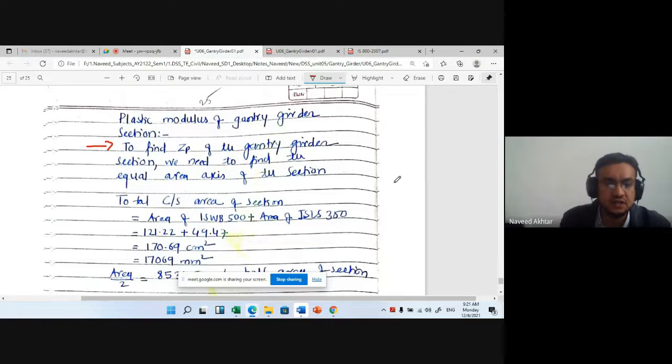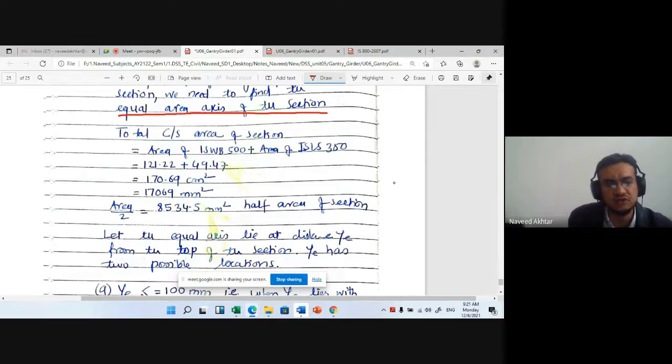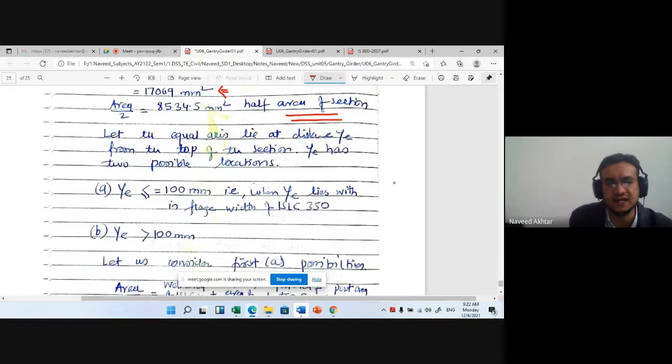To find the ZP of the gantry girder section, we need to find the equal area axis of the section. So the total cross-section area you have to calculate. So the area of ISWB 500, and the area of ISLC, sorry, area of ISLC, the light channel here is 350. Okay, the total area can be divided. This is half the area of the section. Let the equal area axis lie at a distance of YE from the top of the section.